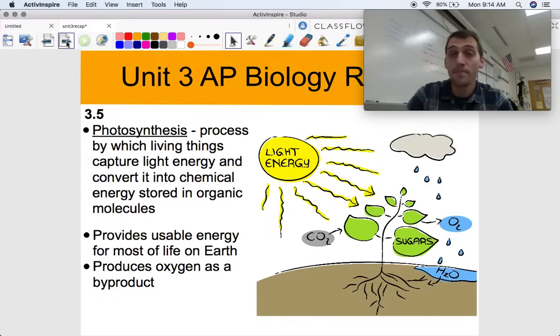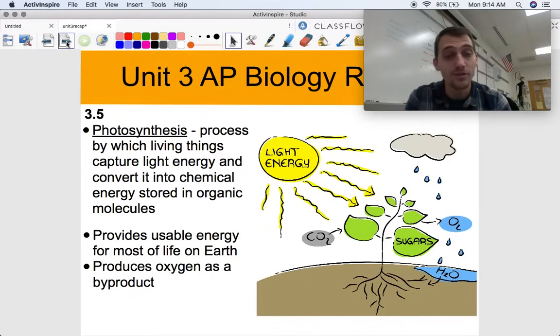Now, to talk about some of the most important sets of reactions in living things, we're going into photosynthesis and respiration. 3.5 is on photosynthesis. And what is that? It is the process by which living things capture light energy and convert it into chemical energy stored in organic molecules. This is miraculous. When this evolved, it changed life on Earth forever. Living things have an ability to take a non-living energy source like light and convert it into a form that living things themselves and other living things can use. That is miraculous, and that cannot be understated. I know I sound like such a nerd right now, but I am. I'm owning it.